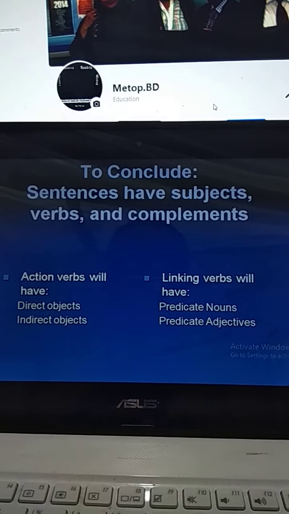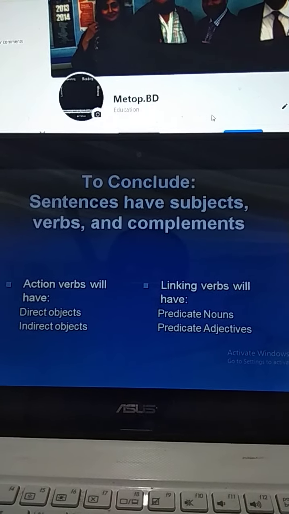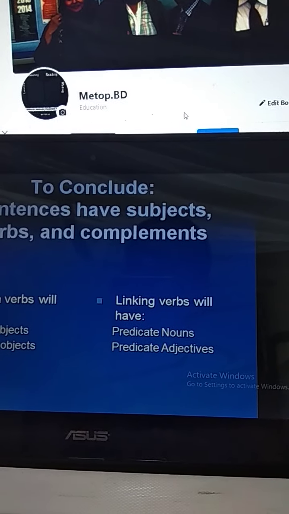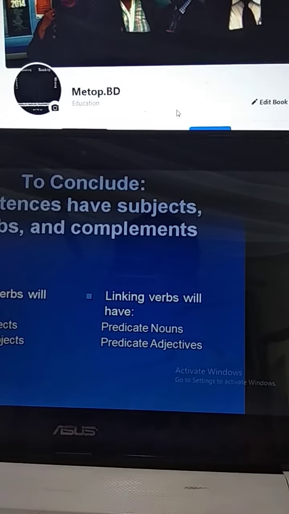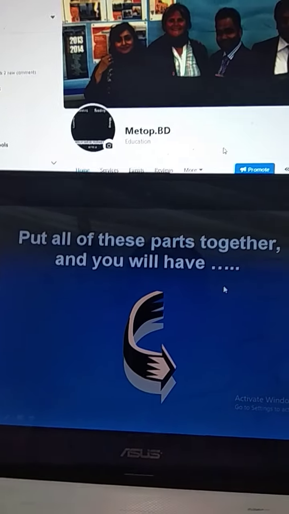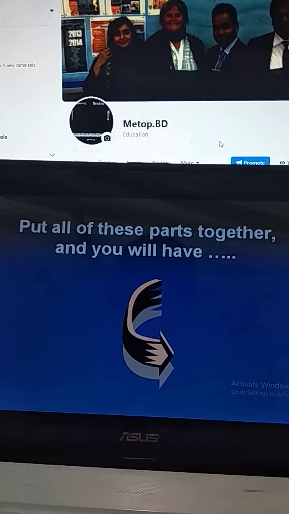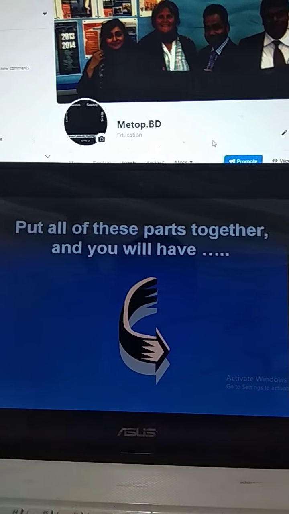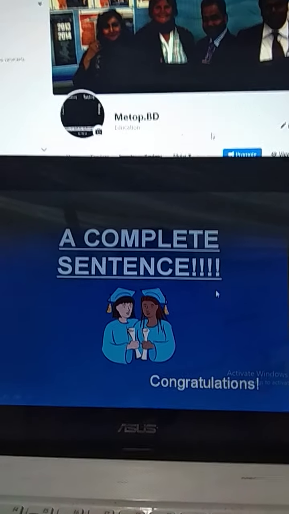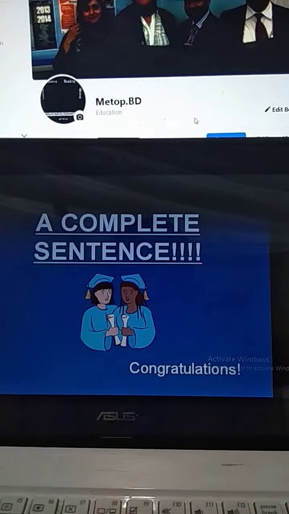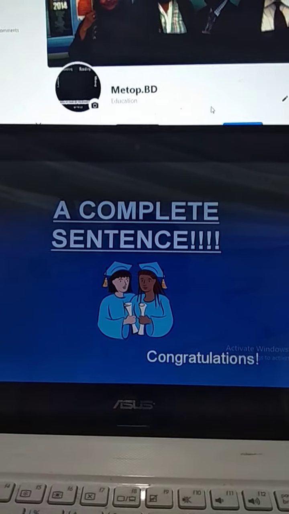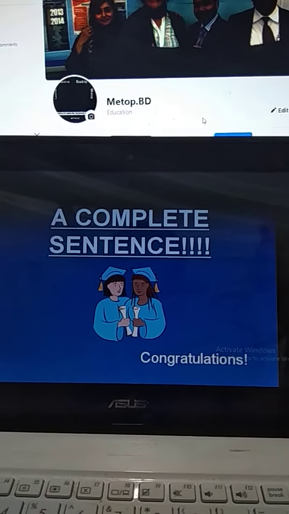Next, to conclude, sentences have subjects, verbs, and complements. Action verbs will have direct objects and indirect objects. Linking verbs will have predicate nouns and predicate adjectives. Put all these parts together and you will have what? A complete sentence. Yay! Congratulations! Now you have discovered a complete sentence.